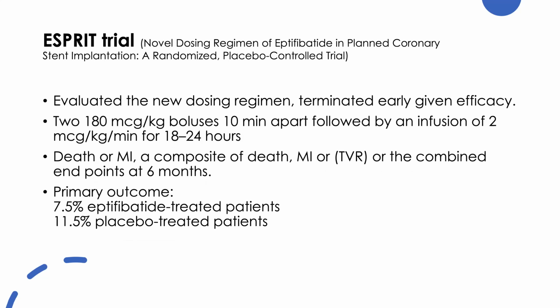So then comes the SPEED trial. And this one tried this new dosing. It's basically said, okay, let's give the patients two 180 boluses, 10 minutes apart, and then follow that with the infusion. And primary outcomes, great. They found quite a significant difference in the primary outcomes between both arms.